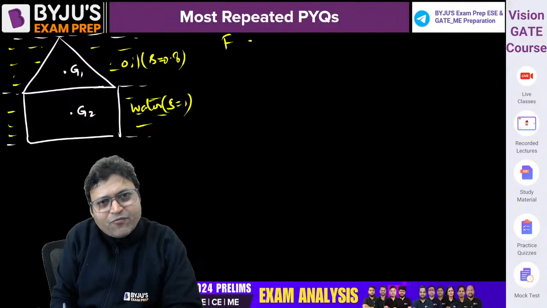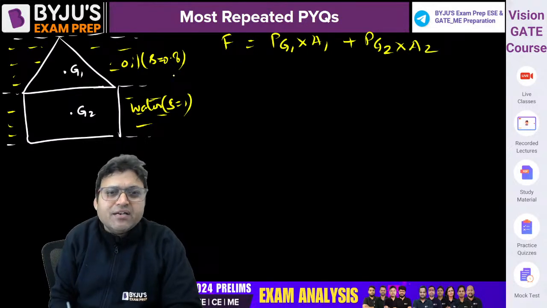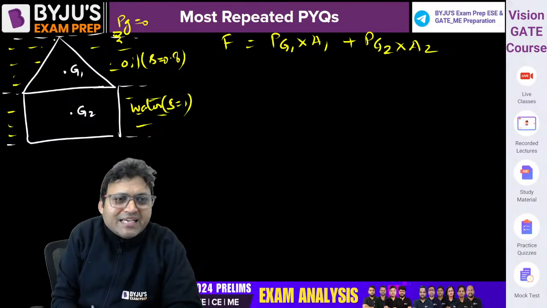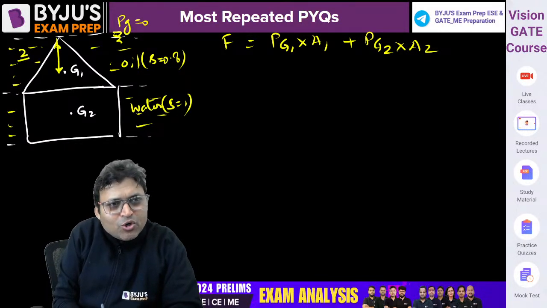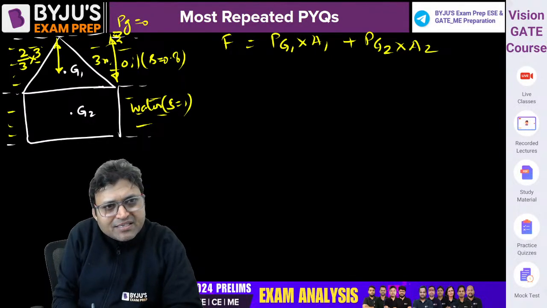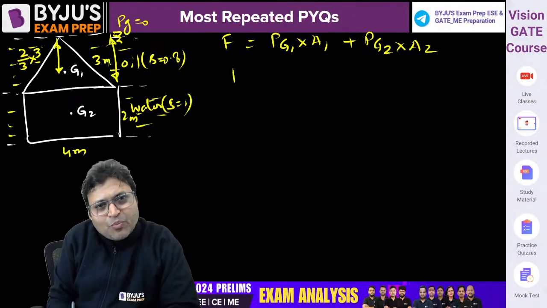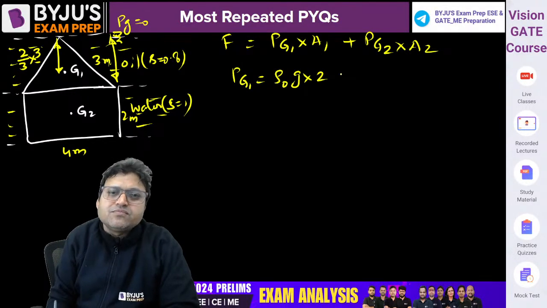So we can say the force is equal to Pg1 into A1 plus Pg2 into A2. What is Pg1? The gauge pressure at the free surface will be 0, so this distance will be equal to 2 by 3 into 3, isn't it? Because the height is 3. This is 3 meter, this is 2 meter, this is 4 meter. So 2 by 3 into 3, that is equal to 2. So Pg1 is equal to rho of oil into G into 2. How much is that?